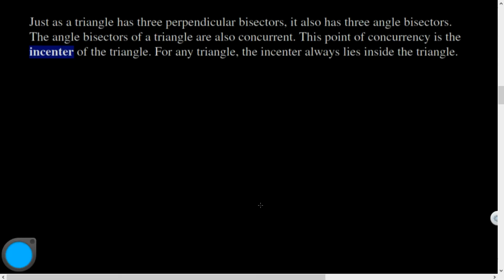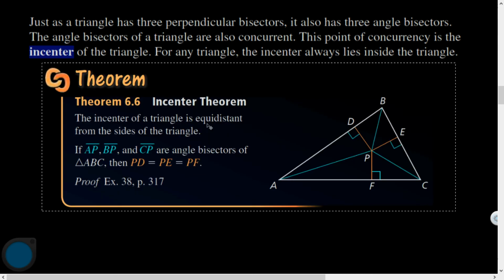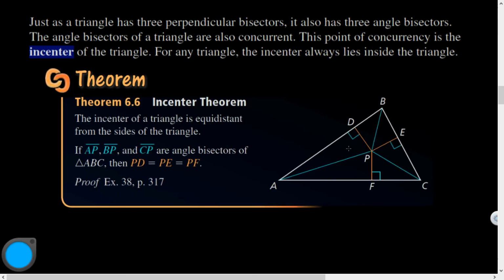It is always going to be on the inside of the triangle, unlike our circumcenter in the previous case, where for obtuse triangles it could be on the outside, or for right triangles it was on the edge. For any triangle, the incenter always lies inside the triangle. I just said that, man. Great job, Mr. Waddy. Here's the incenter theorem, the IT. The incenter of a triangle is equidistant from the sides of the triangle. So, this little sketch over here, these are angle bisectors.